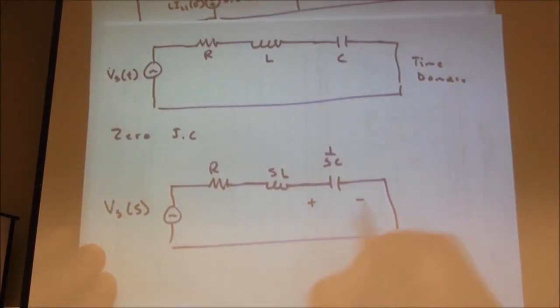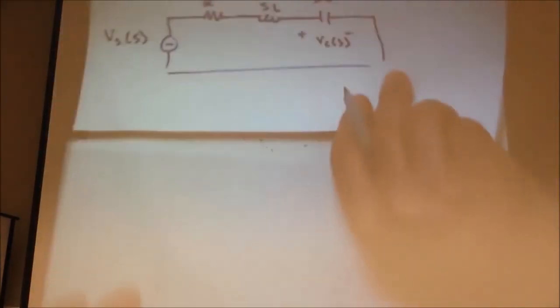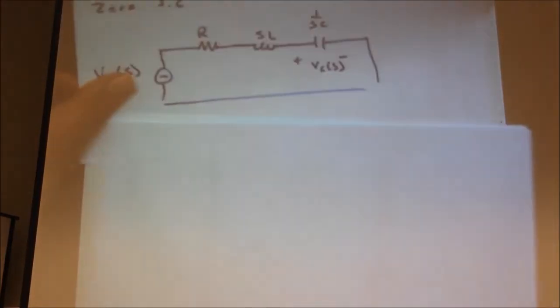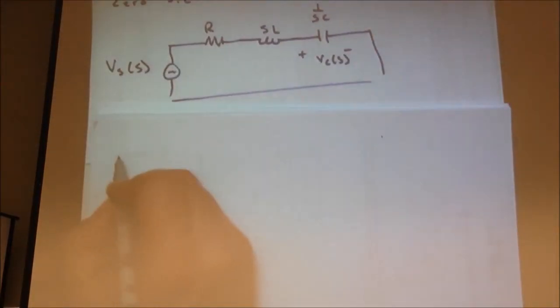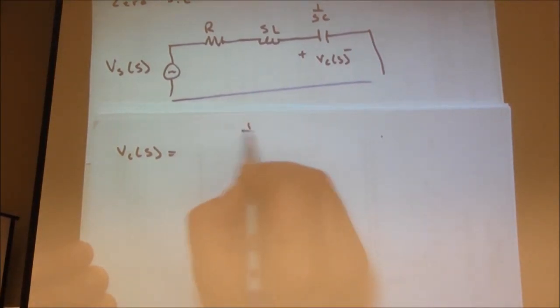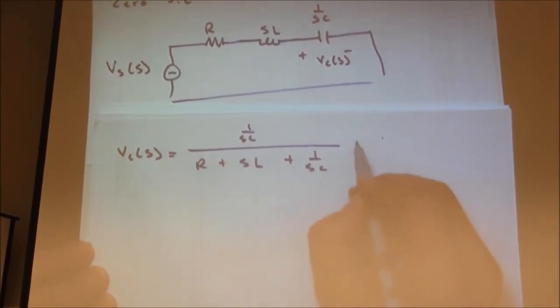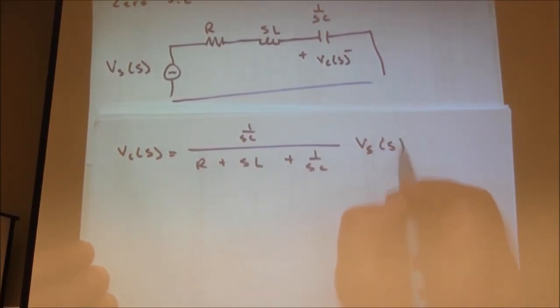What's VC in this case? There's VC of S, the voltage across the capacitor, because we have no initial conditions. We don't have to worry about that yet. We'll do that after spring break. If we look at this circuit, what is VC of S? This is still a voltage divider circuit, so we can say VC of S is 1 over SC over R plus SL plus 1 over SC, times V source of S. No problem.